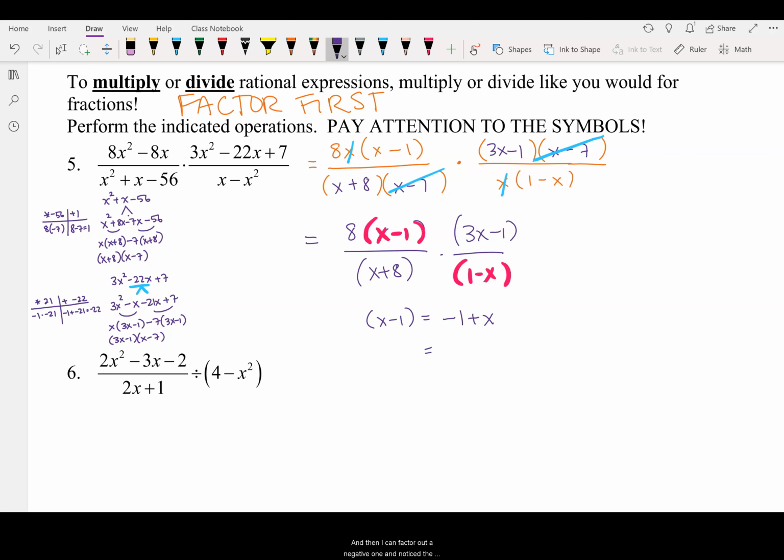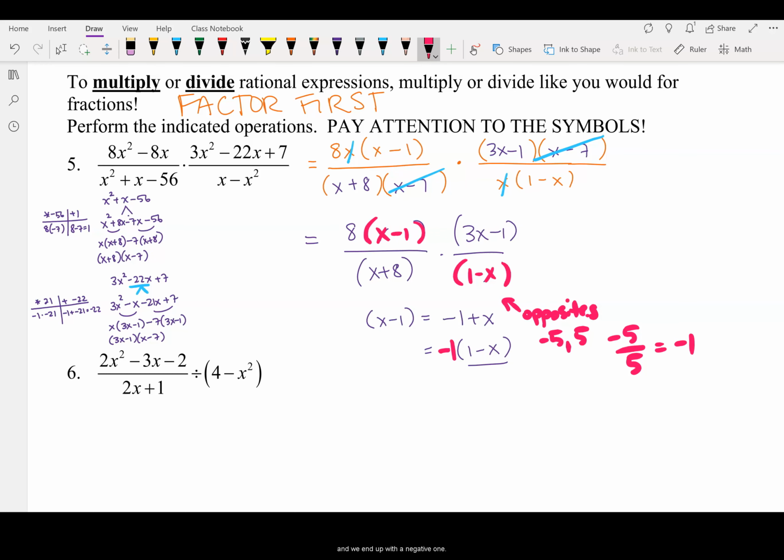And then I can factor out a negative 1, and notice the only difference between x minus 1 and 1 minus x is this extra factor of a negative 1. X minus 1 and 1 minus x are called opposites, just like negative 5 and 5 are opposites, and if we had them in a fraction, we can cancel them, and we end up with a negative 1.